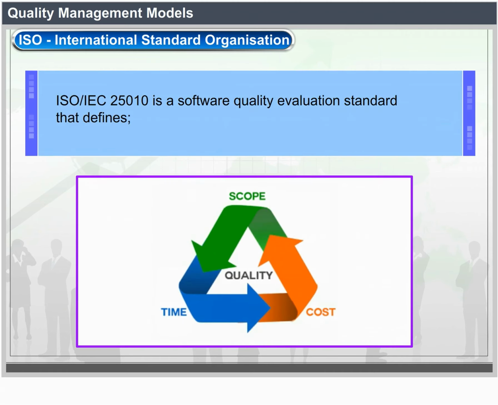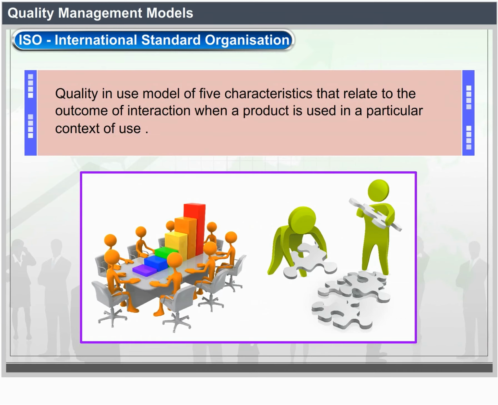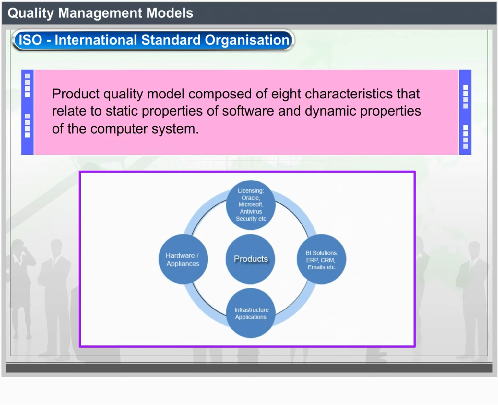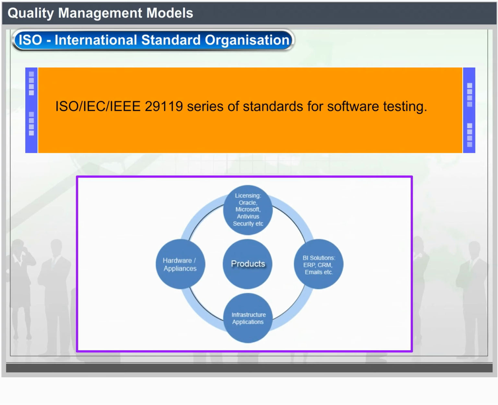ISO IEC 25010 is a software quality evaluation standard that defines a quality in use model of 5 characteristics that relate to the outcome of interaction when a product is used in a particular context of use. The product quality model is composed of 8 characteristics that relate to static properties of software and dynamic properties of the computer system. ISO IEC IEEE 29119 is a series of standards for software testing.